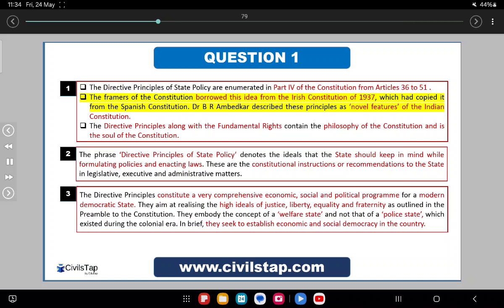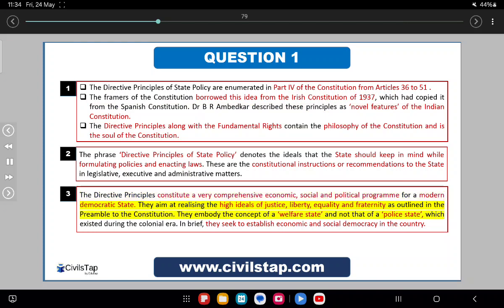The framers of the Constitution borrowed this idea from the Irish Constitution of 1937, which had copied it from the Spanish Constitution. Dr. B. R. Ambedkar described these principles as novel features of the Indian Constitution. The Directive Principles along with the fundamental rights contain the philosophy of the Constitution and is the soul of the Constitution. The Directive Principles constitute a very comprehensive economic, social and political program for a modern democratic state.